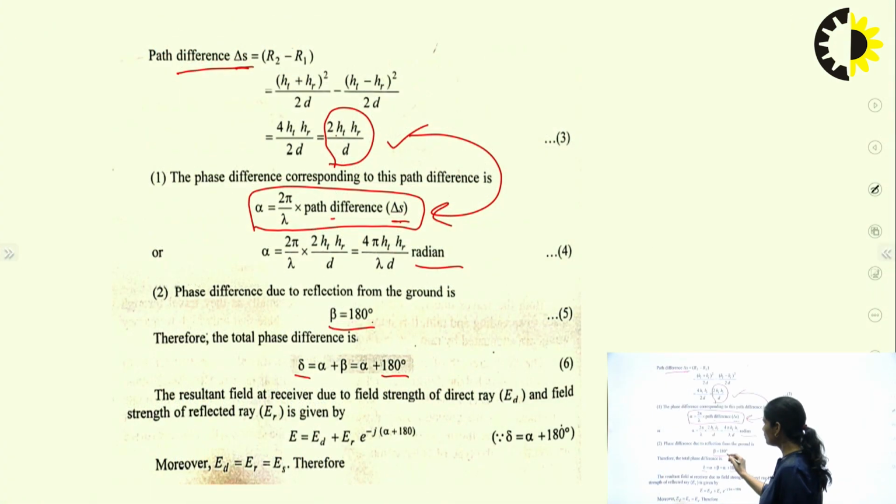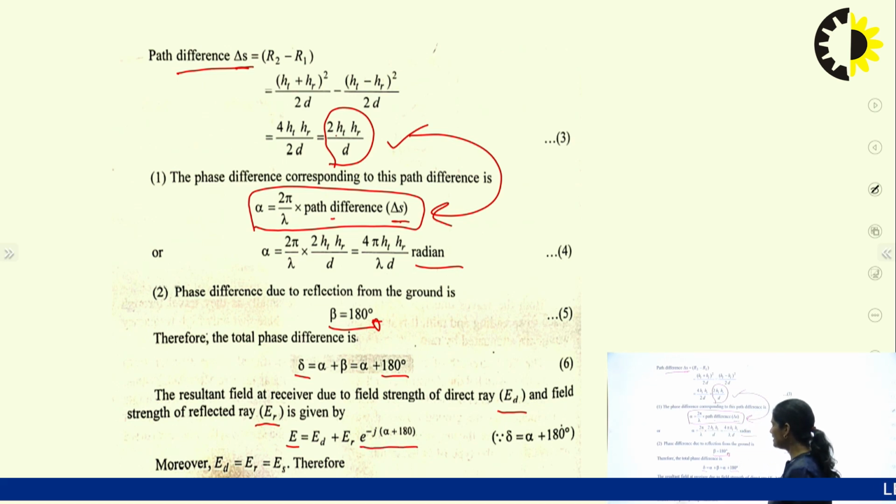Beta, you all know, is equal to 180 degrees. Now alpha plus 180 degrees. The resultant field at the receiver due to the field strength of the direct wave is represented by ED, and the field strength of the reflected wave is represented by ER. So the resultant field is equal to what? It is the sum of the field strength of the direct ray and the field strength of the reflected ray. So E is equal to ED plus ER.